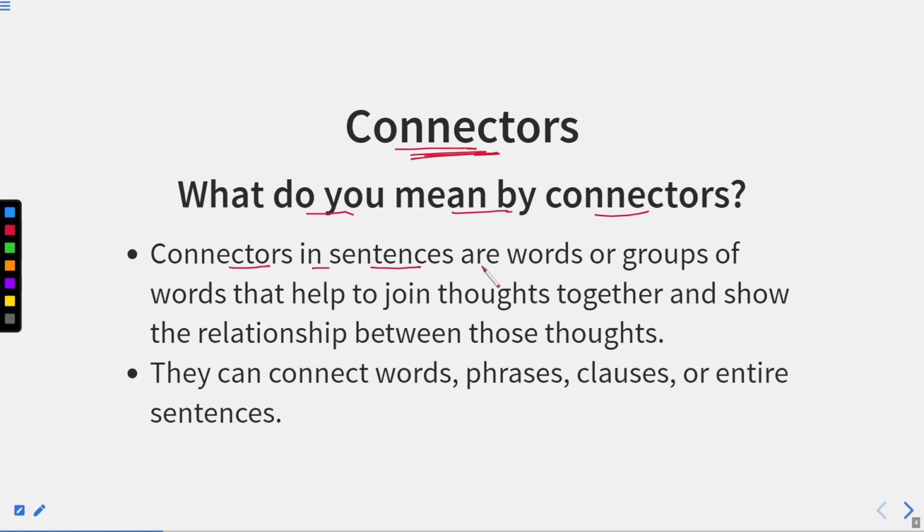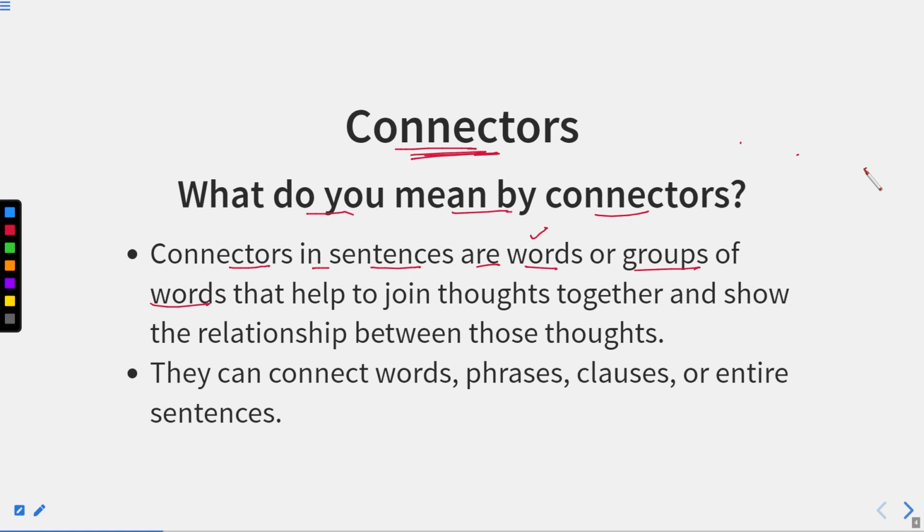connectors in sentences are words or groups of words. Now, there are two things. One is words. It means maybe there is only one word which is connecting two sentences together. Maybe there are groups of words. For example, if I say "in addition to", this is actually a complete phrase. Here we have three words, "in addition to", and these three words are joining two sentences or two words together.